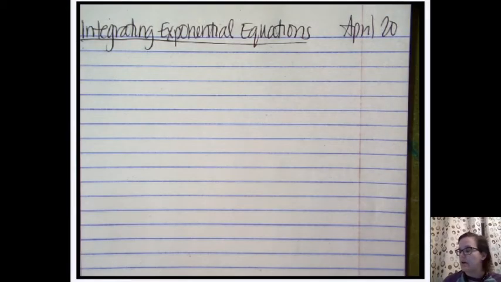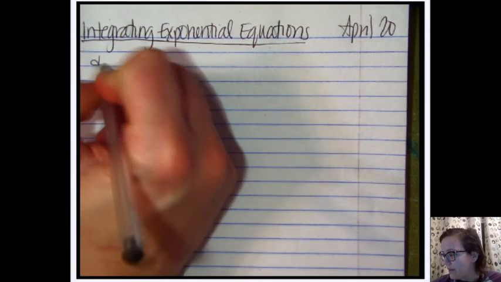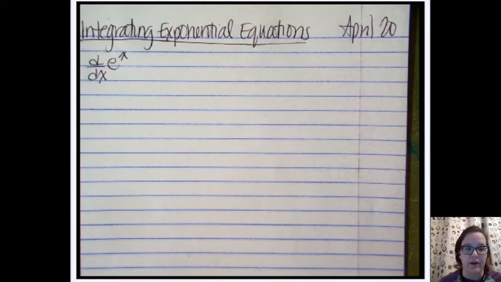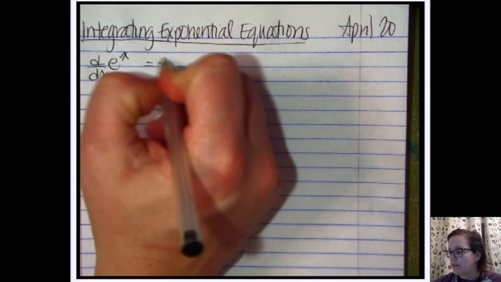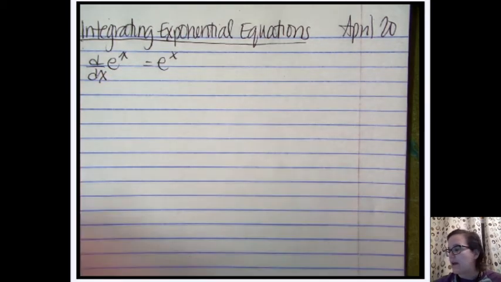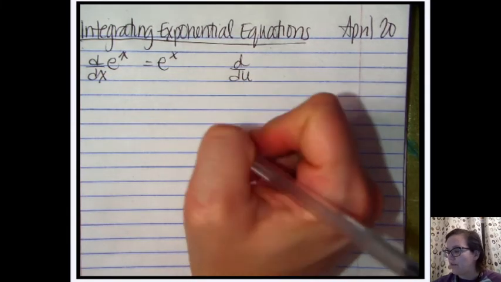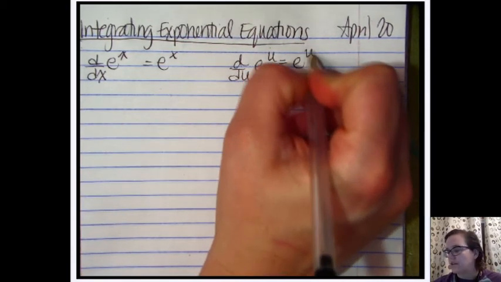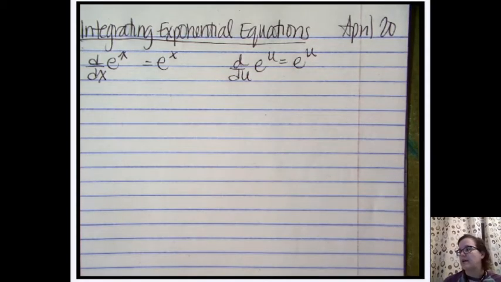how to integrate them. So if we remember the derivative, we would just pay attention to e to the x, although we could do other bases as well. The derivative of e to the x was just e to the x. And if we wanted to take the derivative of e to the u, it was just e to the u. So pretty basic functions. So today we want to look at integrating them.